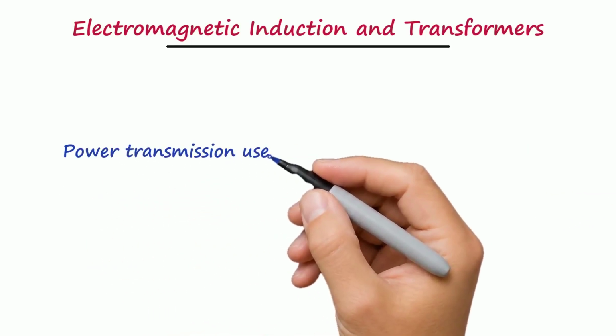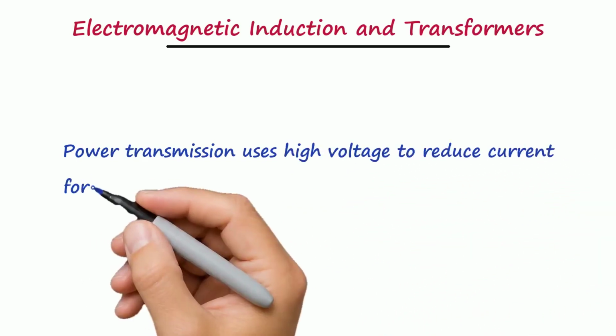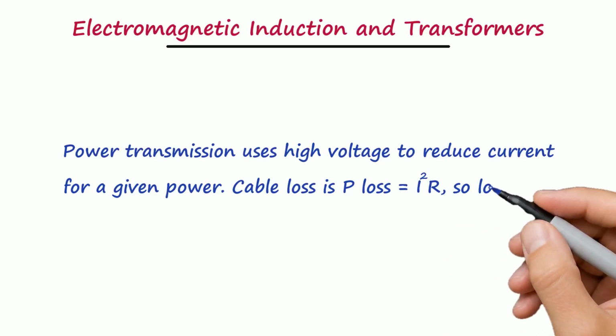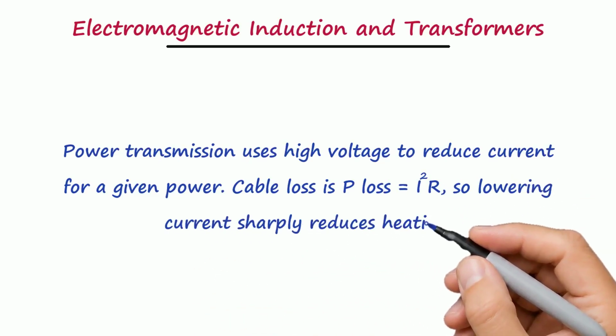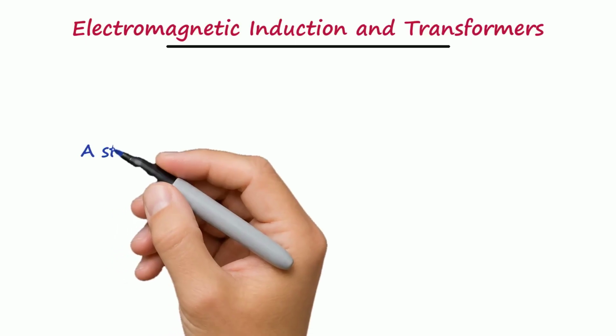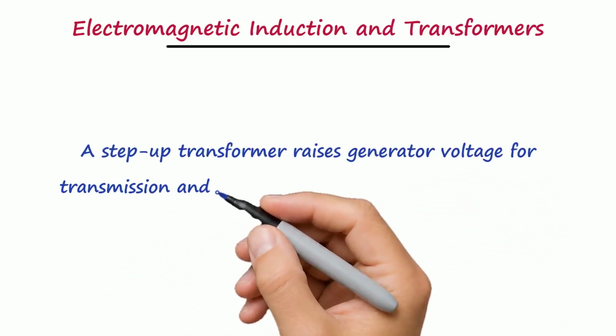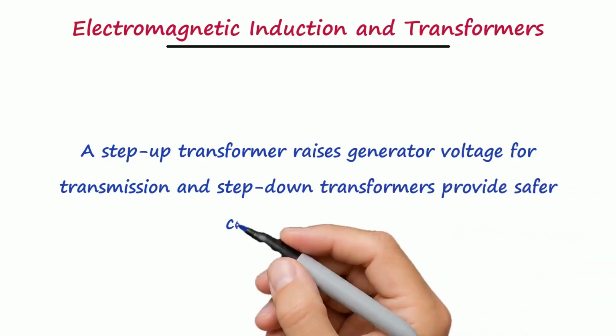Power transmission uses high voltage to reduce current for a given power. Cable loss is P loss equals I squared R, so lowering current sharply reduces heating. A step-up transformer raises generator voltage for transmission, and step-down transformers provide safer consumer voltages.